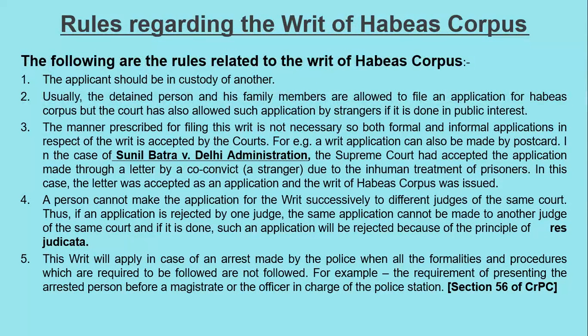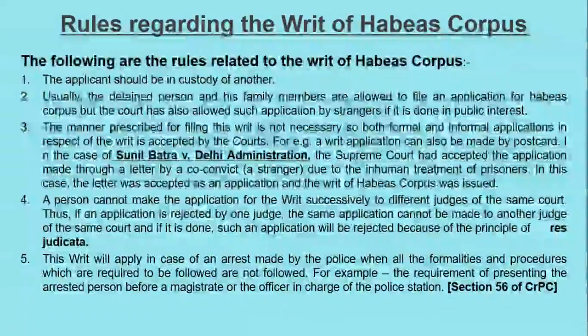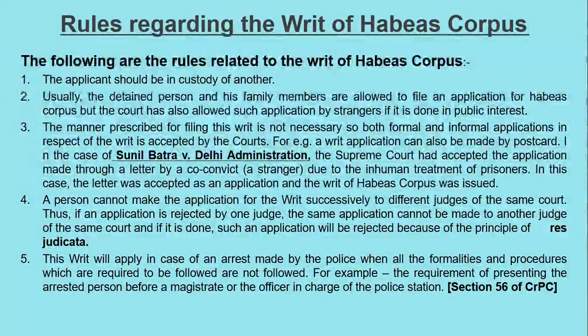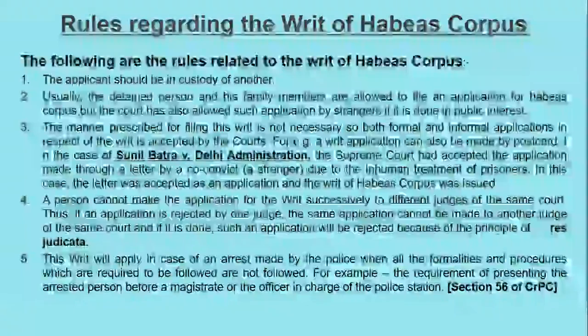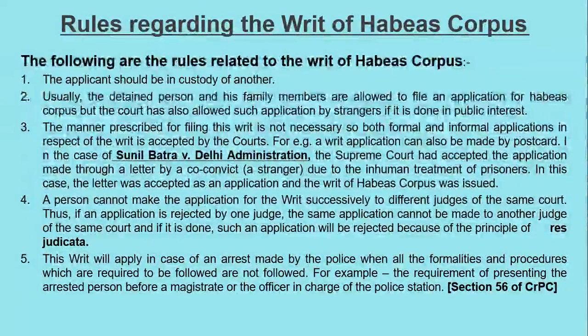Okay, there is an important case here, that of Rudul Shah. I am telling you about that case orally. In this case, Rudul Shah had been in jail for 14 years beyond his punishment, and a longer time period had passed than he should have served. So after that, a writ of habeas corpus was taken for this and he was immediately freed. Okay, and a person cannot make the application for the writ successively to different judges of the same court. If an application is rejected by one judge, the same application cannot be made to another judge of the same court, and if it is done, such an application will be rejected because of the principle of res judicata, as we already know.